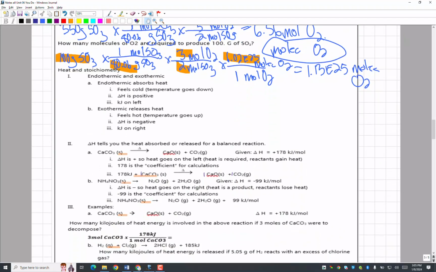All right, so now here we go. Heat and stoichiometry. All right, we have endothermic and exothermic. We've done a little endo-exo stuff before. Endo means into.